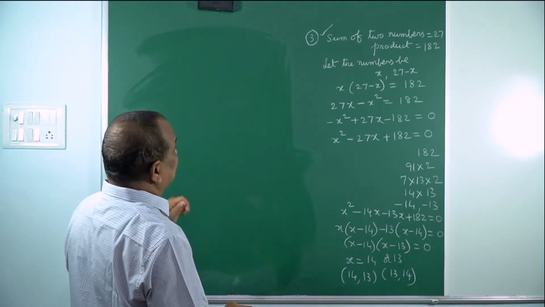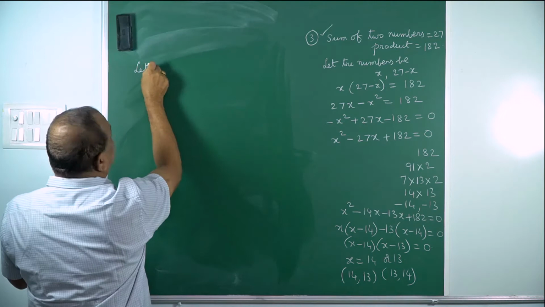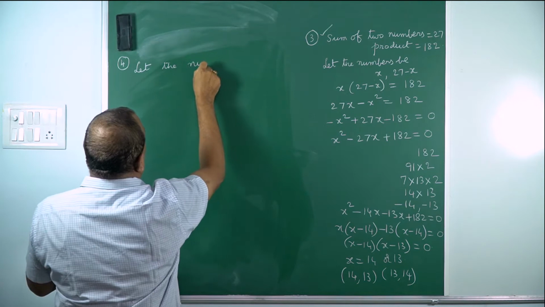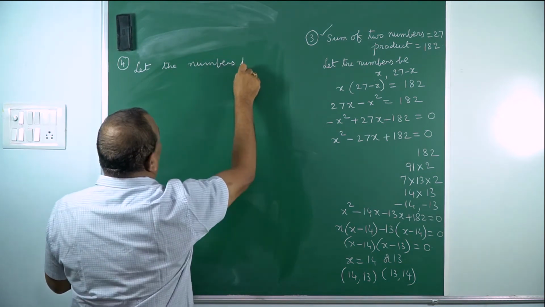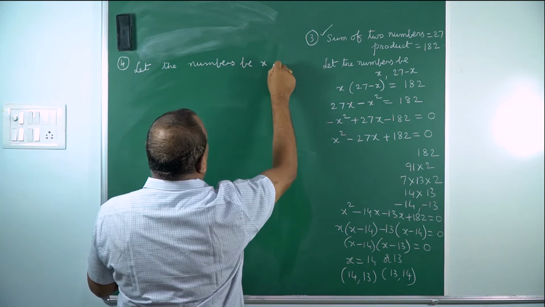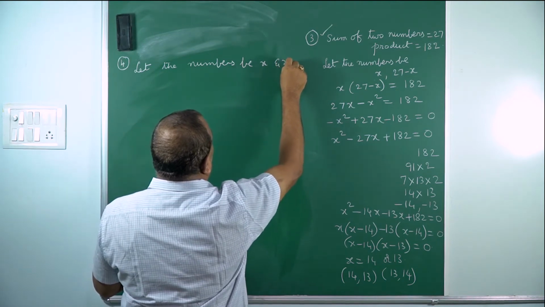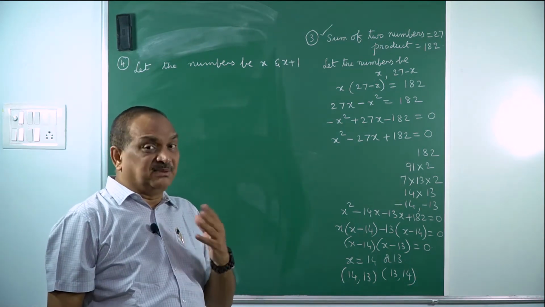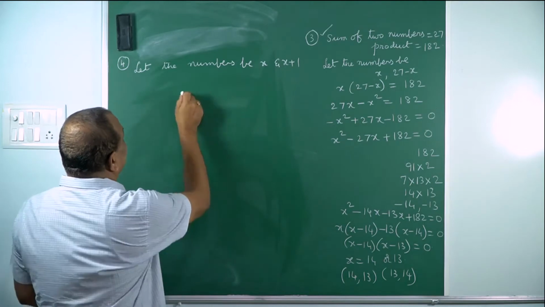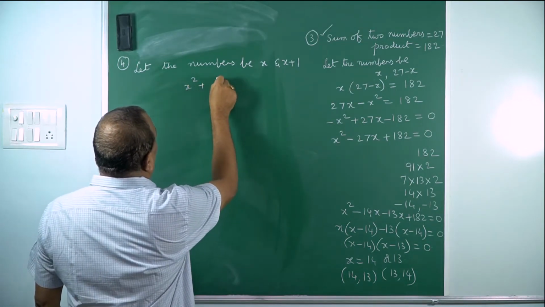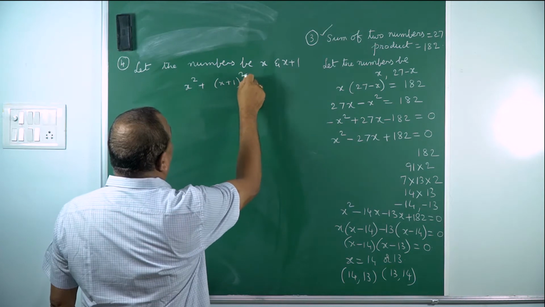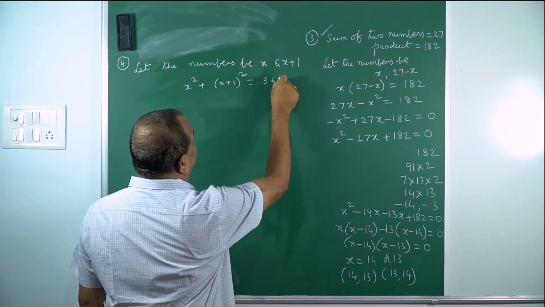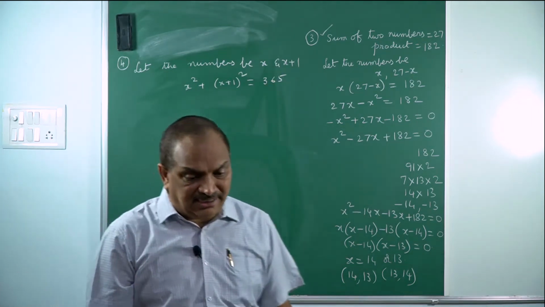So I write like this first. This is my fourth sum in order. Let the numbers be: if one number is x, the other number is x plus 1. These are two consecutive positive integers. x must be positive. Remember that. He is telling you to square the first one, square the second one, and add them, the sum of these two squares, and you should end up with 365.